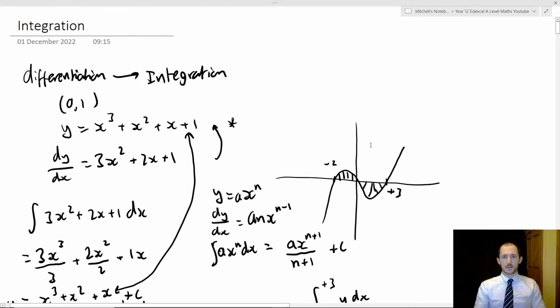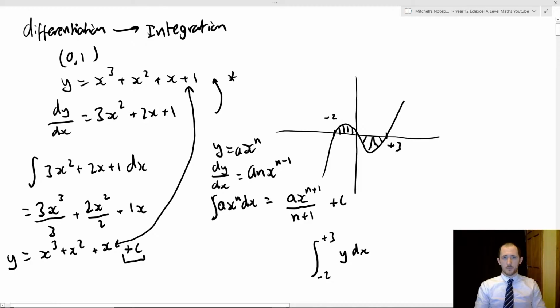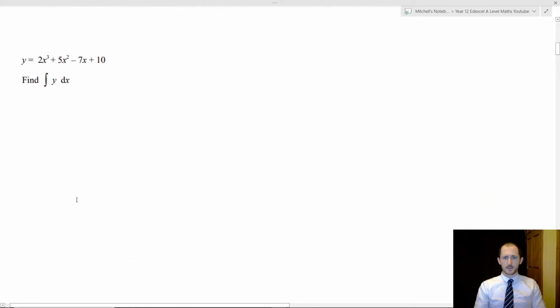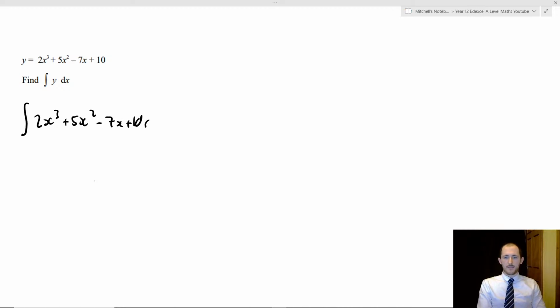Okay, so that's a very brief summary. But we're going to do some example questions now. So, the first one should hopefully be quite easy. Find the integral of this whole thing. So we're integrating 2x cubed plus 5x squared minus 7x plus 10. And then again, this dx just means with respect to x. So we're only counting x variables.